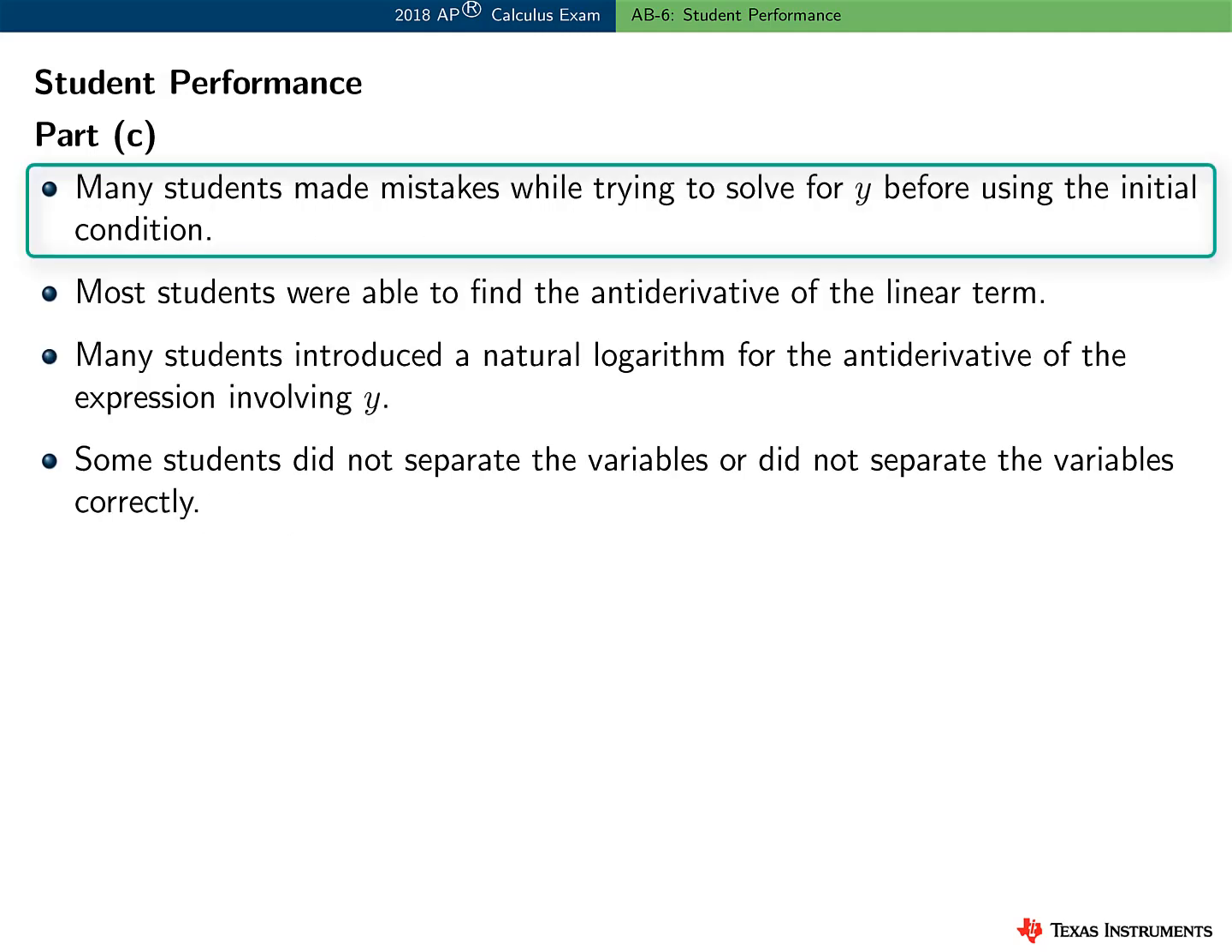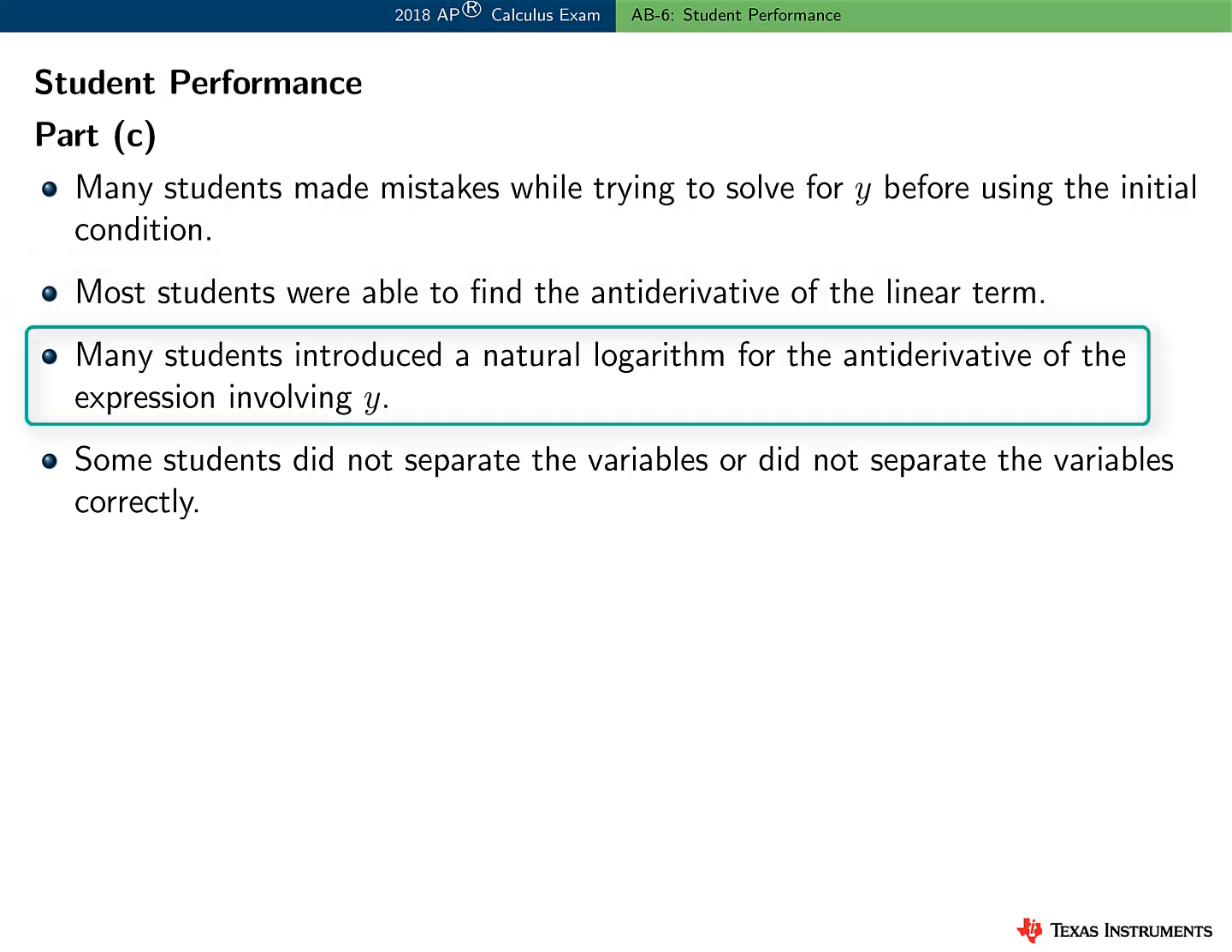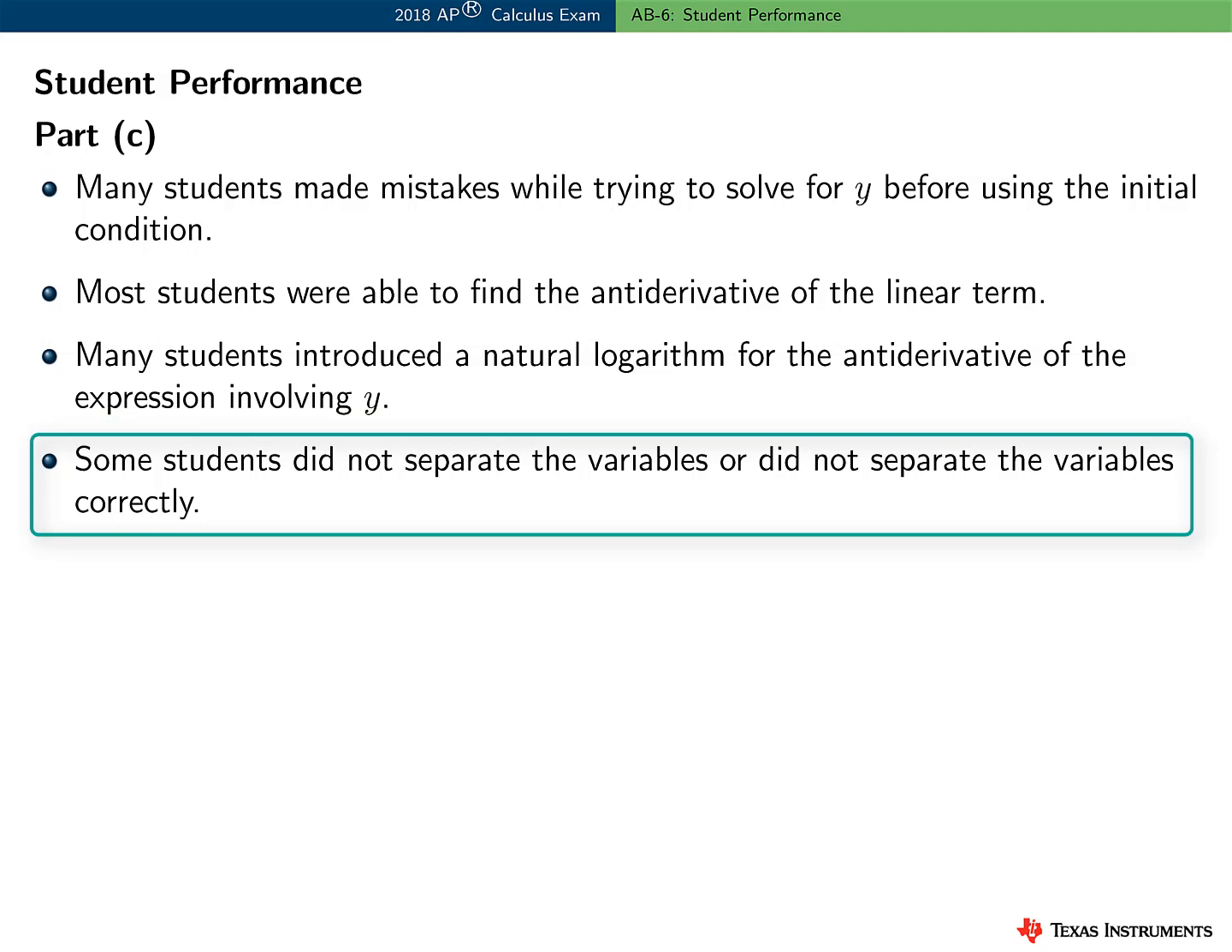In Part C, many students made errors while trying to solve for y before using the initial condition. Most students were able to find the antiderivative of the linear term here. However, to find the other antiderivative, many students introduced a natural log function involving y. And, as is common in these problems, some students did not separate the variables at all, and some did not separate the variables correctly.